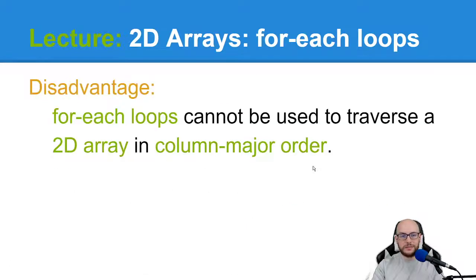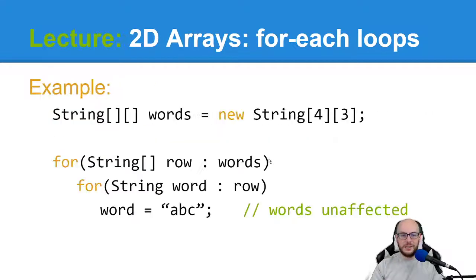We'll practice. Disadvantage: for each loops cannot be used to traverse a 2D array in column major order. Not a big deal for me. I prefer row major order anyway, and row major order is ultimately superior, but you can't do column major because keep in mind, the way that we ultimately did column major is that we flip the order, right? You can't flip the order on these because this is being created by this.